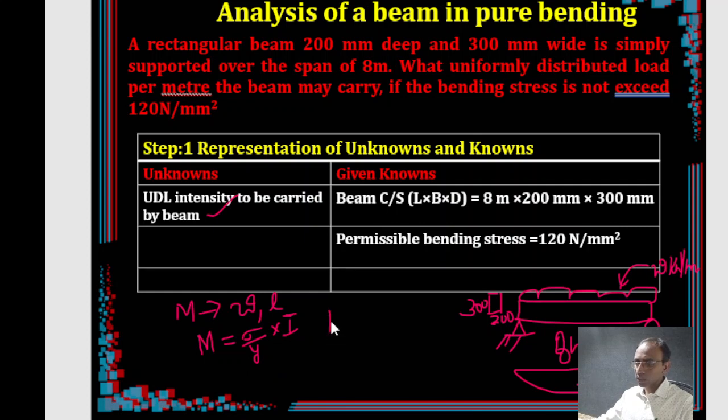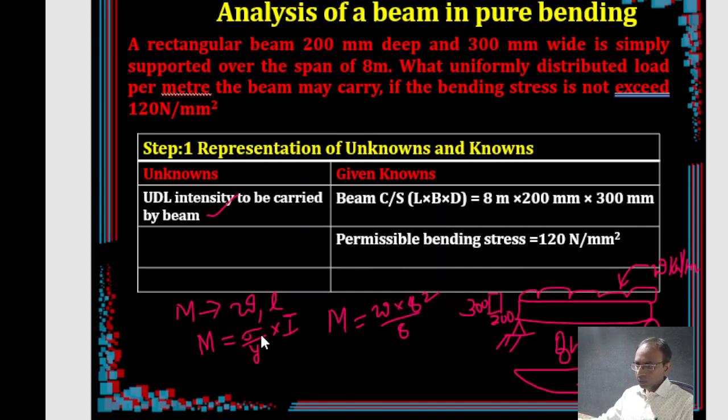So M is now in our hands, but there is an unknown. Remember, the unknown is W. W times the span, which is here 8 meters, so 8 square by 8. Keep that aside.